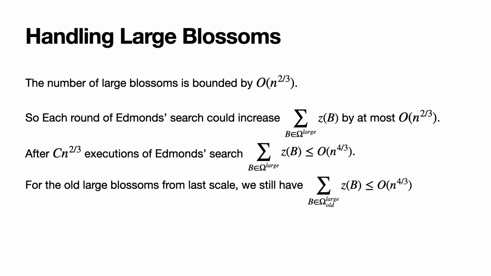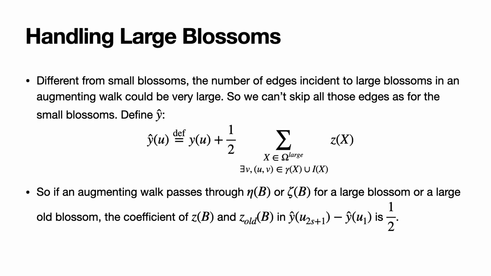For the large blossoms, we know that the number of large blossoms is bounded by O(n^{2/3}). Each round of Edmonds search could increase the sum of z_B for all large blossoms B and all large old blossoms by O(n^{2/3}). After C times n^{2/3} rounds of Edmonds search, the sum of z_B for all large blossoms B and all large old blossoms B is no more than O(n^{4/3}).